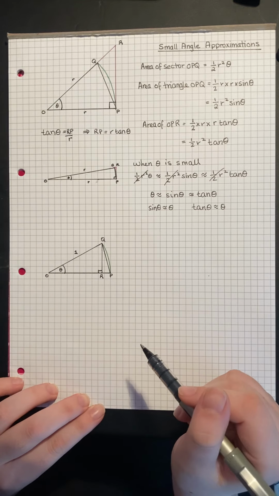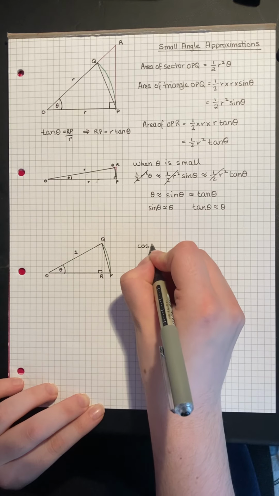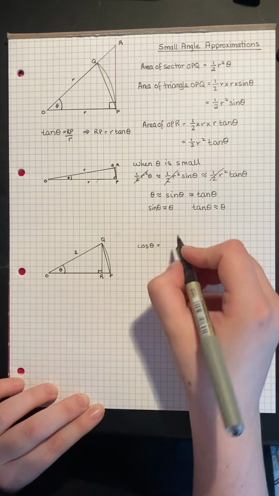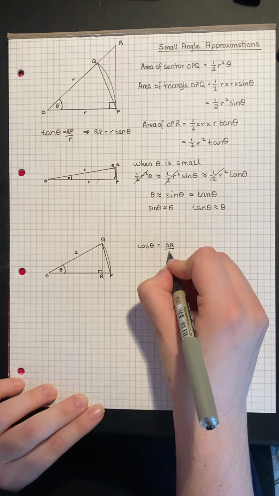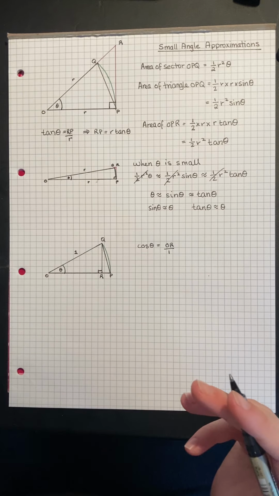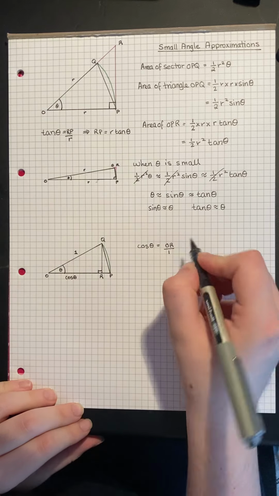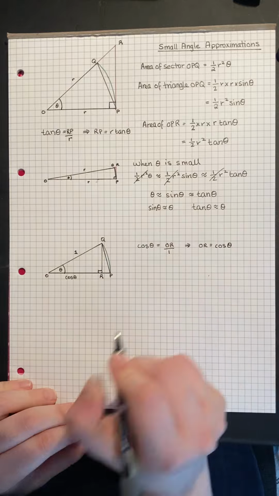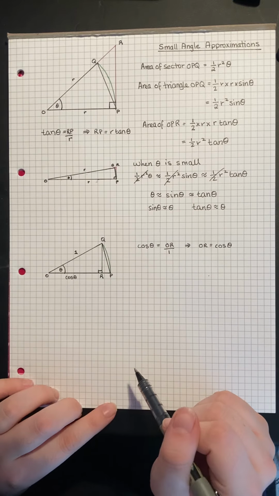So we know that cos theta will equal adjacent, which is OR, over hypotenuse, which is 1. So that means that OR, that length there, equals cos theta. Okay, you can see now why we picked 1, because it's nice and simple.